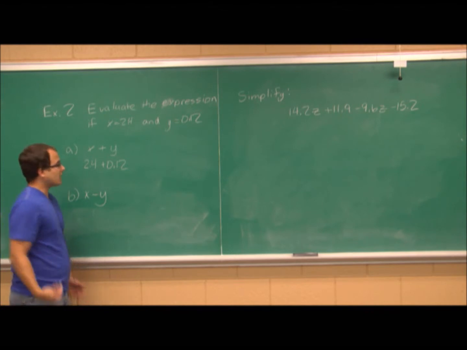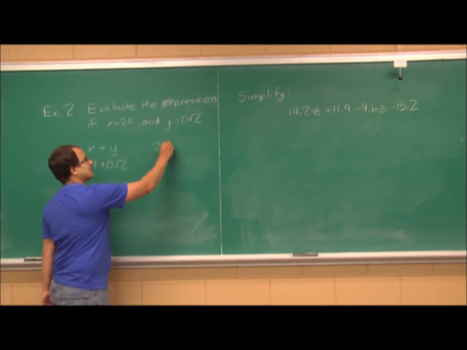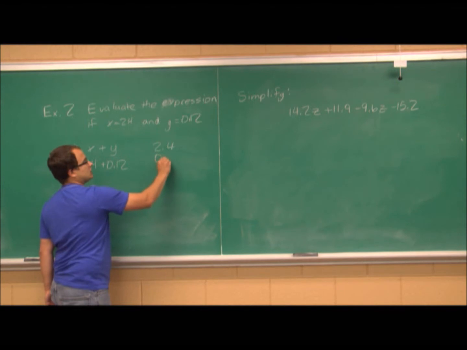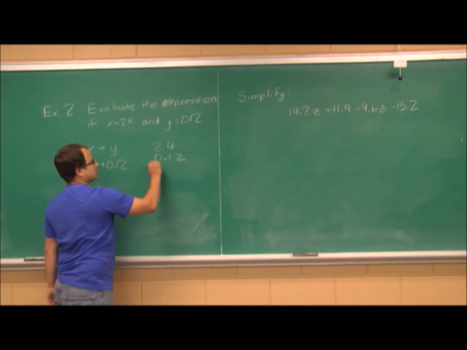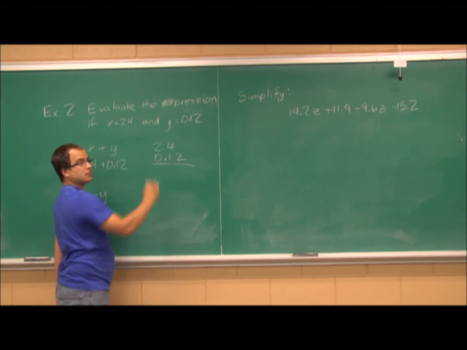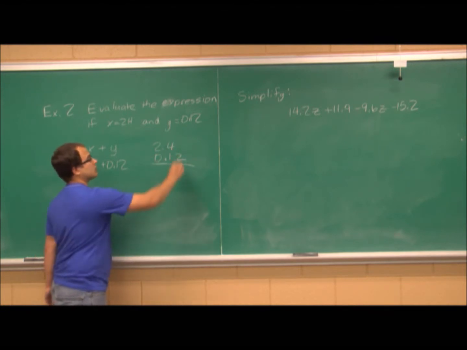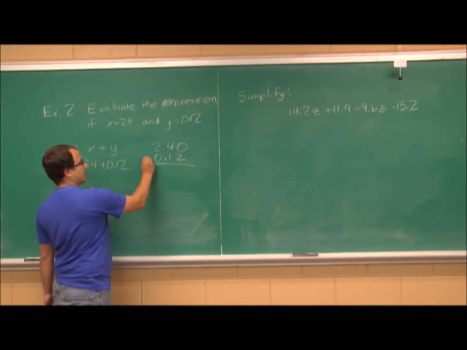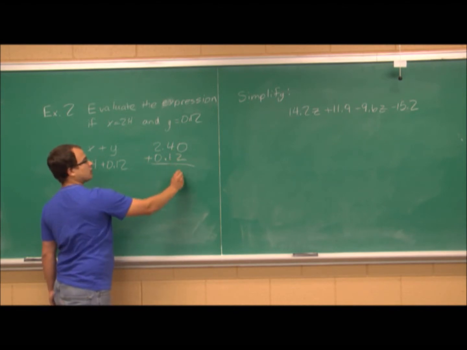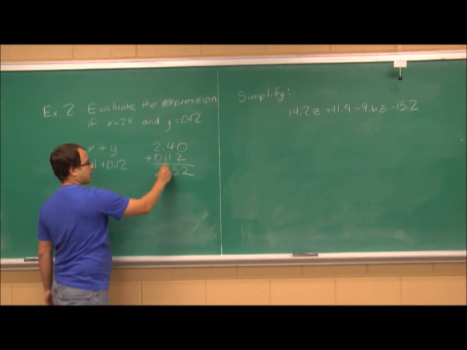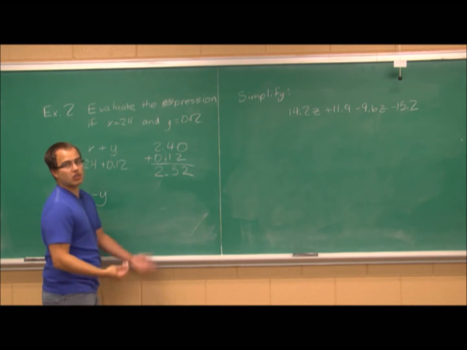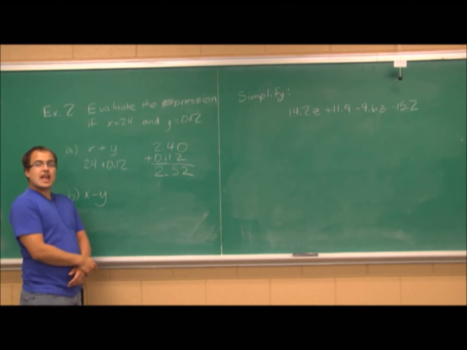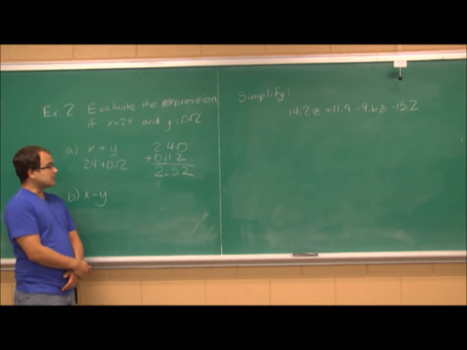Now when I add decimals, I like writing them vertically so I can see if I need to add any trailing zeros. And as you can see, I have 2 decimal places here, only 1 here, so I need to add 1 trailing 0. I'm adding them. 0 plus 2 is 2. 4 plus 1 is 5. 2 plus 0 is 2. And again, drop it down so it's in the same spot, aligned with everything else. So the answer to x plus y is 2 and 52 hundredths.